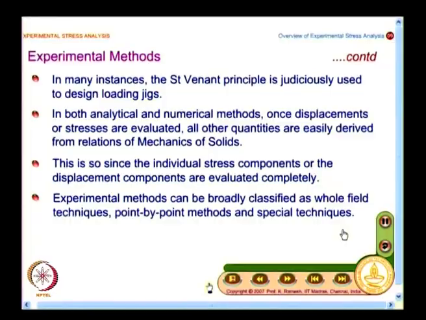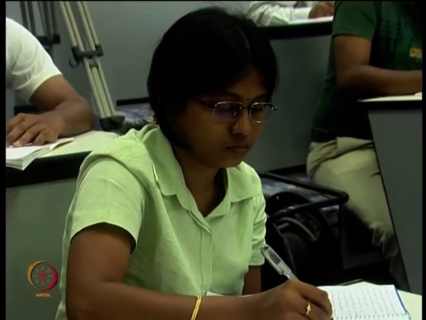So, this is one restriction that you have to live with. Once you come to experimental methods, there are many available. They are broadly classified as whole field techniques and point by point methods. Whole field techniques are essentially optical techniques, and you have a great many of them, and newer techniques are being developed day after day.